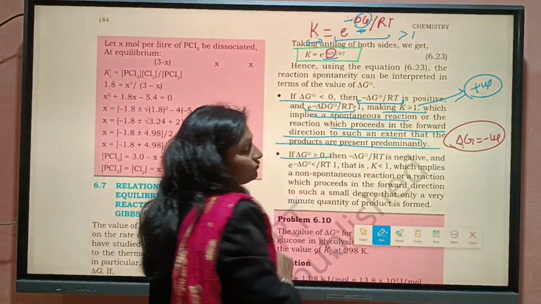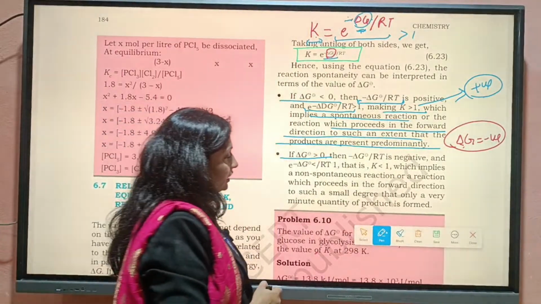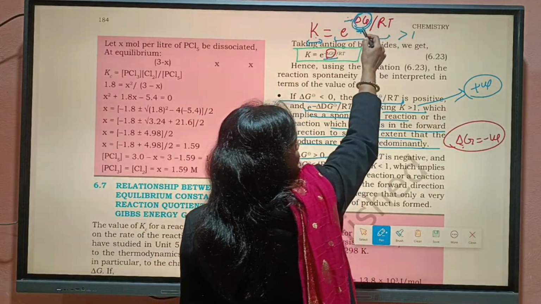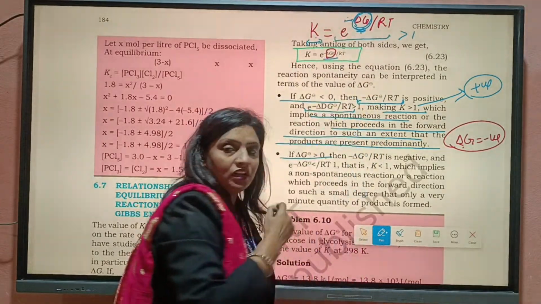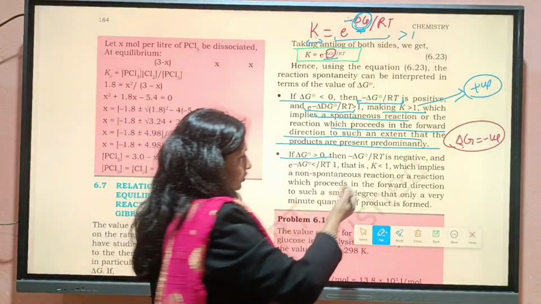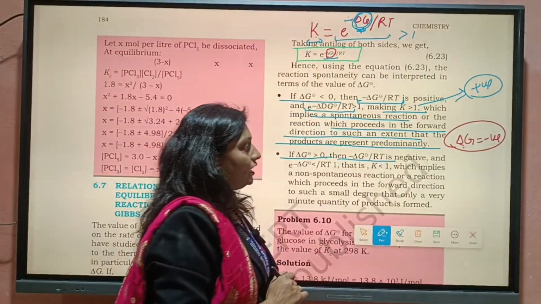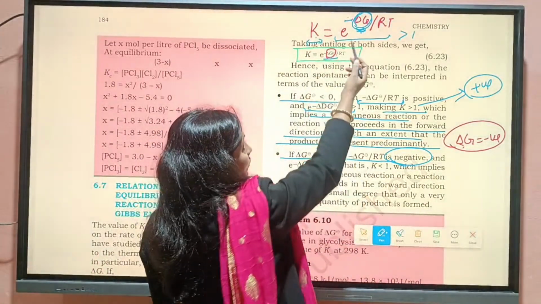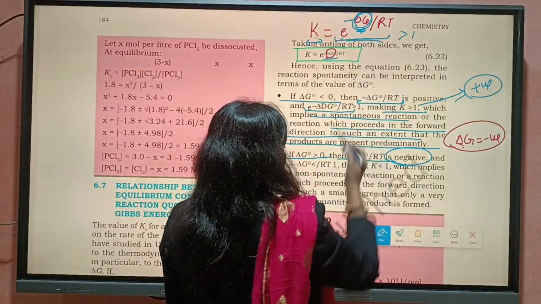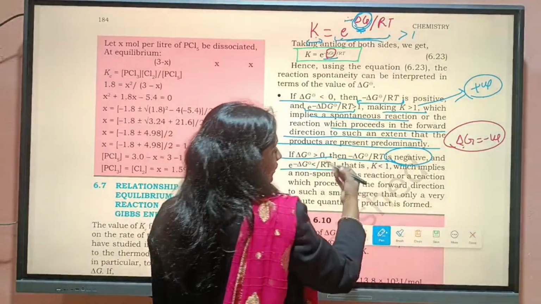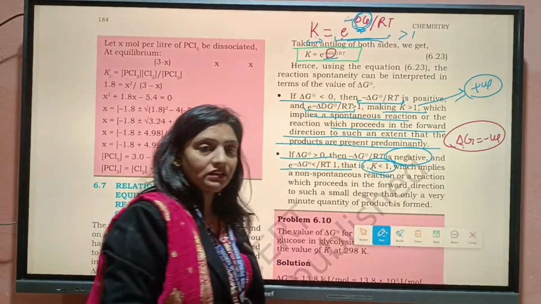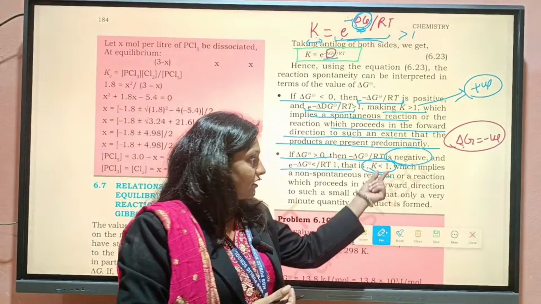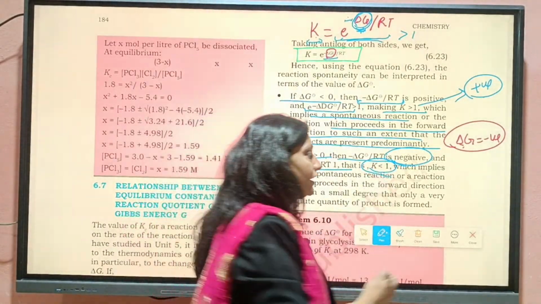Yes. So just opposite to this one. If del G is greater than 0, it means it is positive. Then overall this value, minus del G by RT, will be negative. It will be negative, meaning this value is less than 0. Sorry, not 0, 1. K is less than 1, which means it is negative.